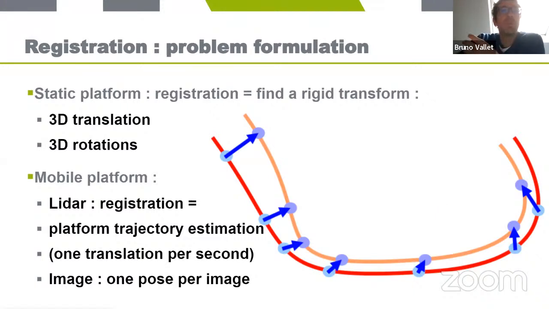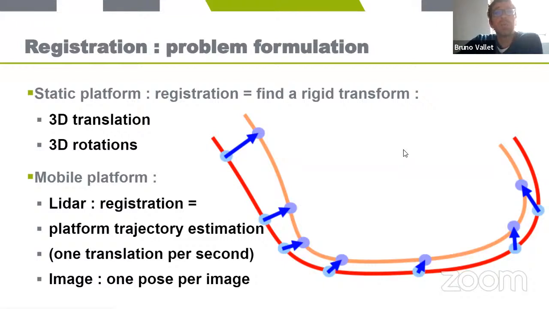But most of the time, our platforms are mobile, and when your platform is mobile, it's following a trajectory. So in particular, if you're acquiring LiDAR with your platform, then the problem of registration is in fact a problem of re-estimating the real correct trajectory of your platform. If you have only images, you only want to find one pose per image. But generally, the best way to handle things is to simply re-estimate the full trajectory, and then both your LiDAR and your images will be correctly registered.